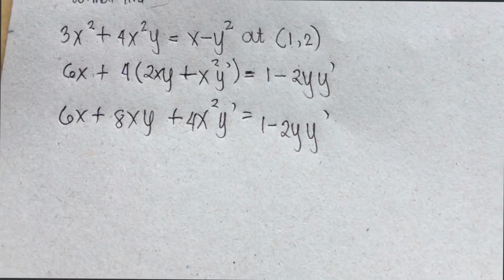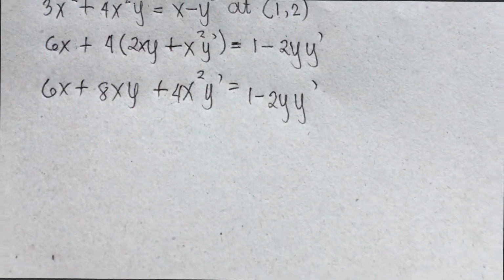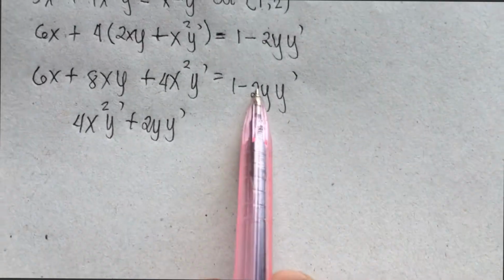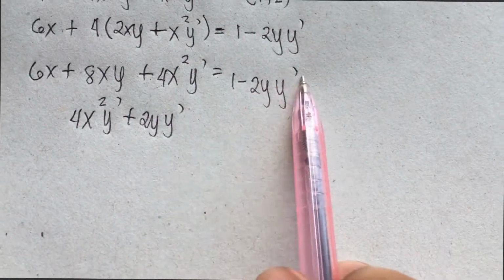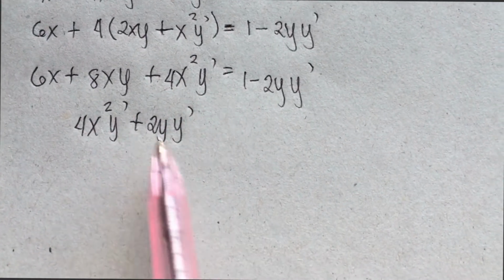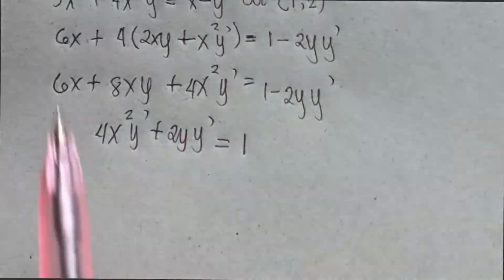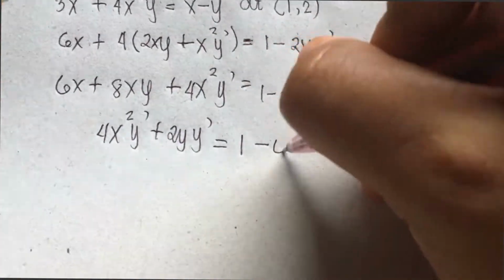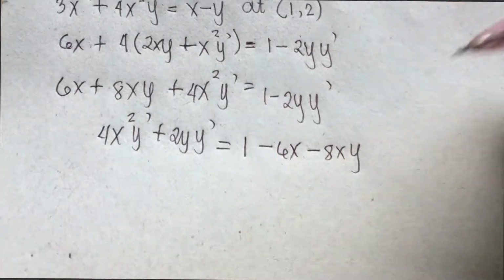Okay? Then, collect like terms. Sinabi ko kanina, lahat ng y prime nasa left side. For 4x squared y prime plus 2y prime, yung minus 2y prime natin, ita-transpose sa kabilang side, it will turn into positive 2y prime is equal to 1. Itong 6x mo at saka 8xy, ita-transpose sa kabila, magiging minus 6x minus 8xy.